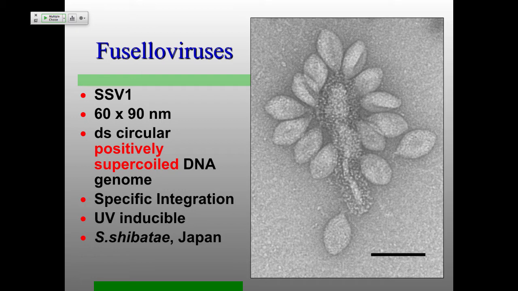HIV integrates in a non-specific fashion. What about specific integration of double-stranded circular DNA? Lambda, exactly. So lambda integration happens there. This virus genome is UV inducible. So you shine UV light on it, it over-replicates. What does that sound similar to? Lambda, exactly. So bacteriophage lambda.